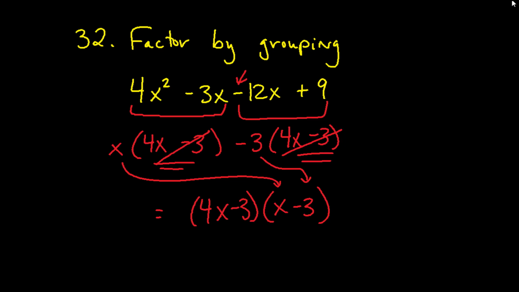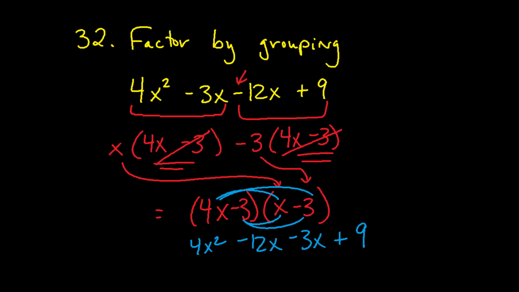You could always check this. So 4x times x is 4x squared. 4x times negative 3 is negative 12x. Negative 3 times x is negative 3x, and negative 3 times negative 3 is positive 9. The order is just switched on these, but that doesn't mean anything. These answers are equivalent.